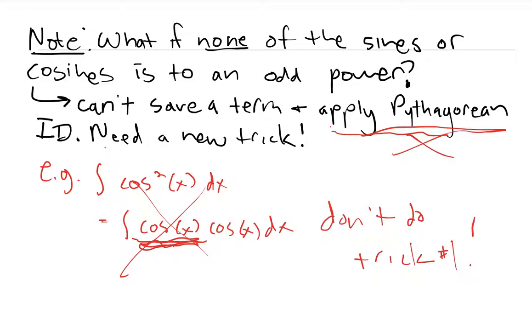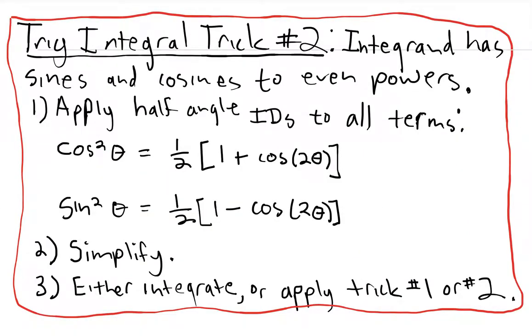What you want to do instead is what I'm going to call trig integral trick number 2. The red flag for this is no odd powers, so sines and cosines have to only be to even powers. Now this is going to work a little bit differently from your previous trick. We're not worried about saving stuff for du. We're not worried about rewriting just one of the trig terms. We're applying these new identities, the half angle cosine and half angle sine identity, to everything in the integral. Apply these to all of the terms in the integral indiscriminately.